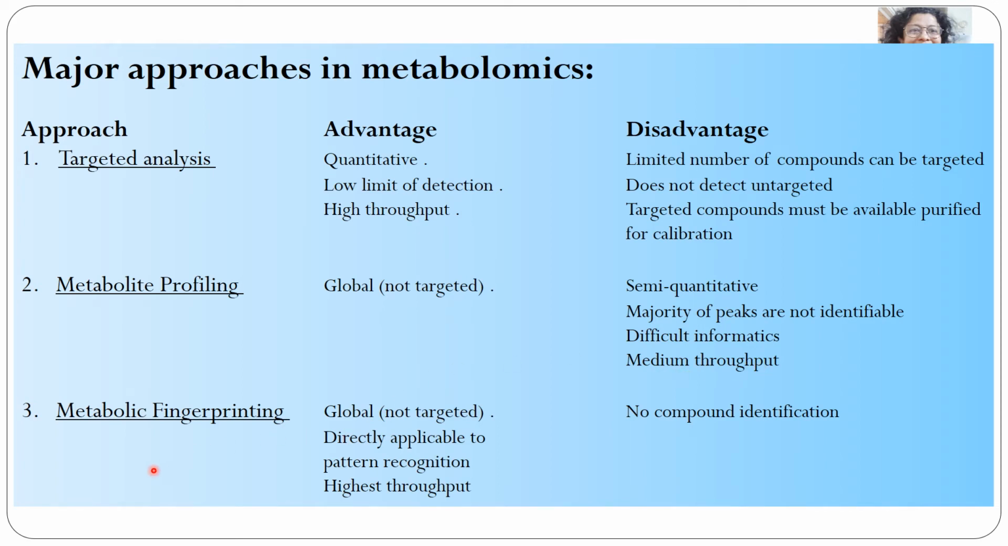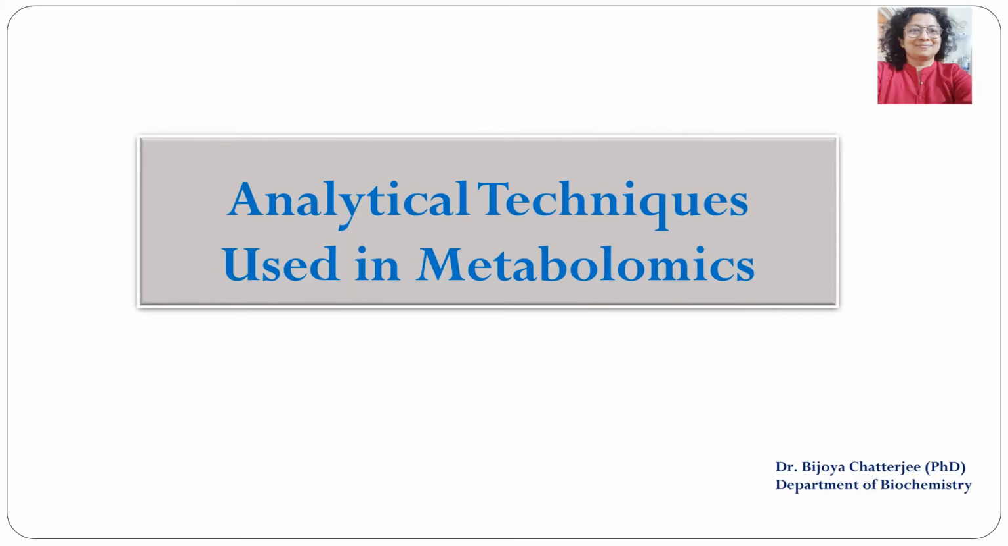Whereas in metabolic fingerprinting, it is also not targeted, it is global, it is directly applicable to pattern recognition, and it has the highest throughput. And the disadvantage is that it cannot identify the compound. But it can give us a fingerprint. So, if we know the fingerprint of any metabolite in a particular situation, then a lot of things can be studied and understood. So the analytical techniques used in metabolomics now need to be addressed.